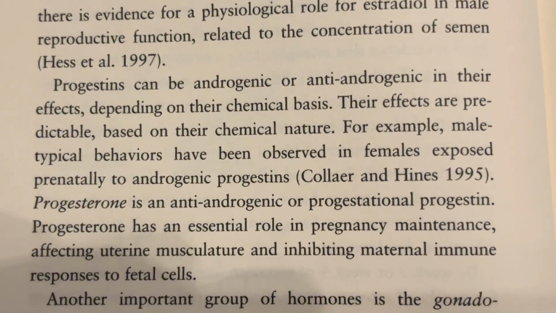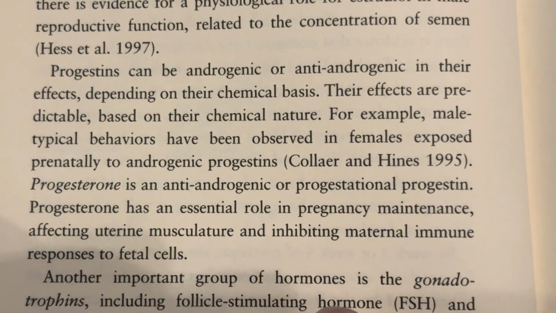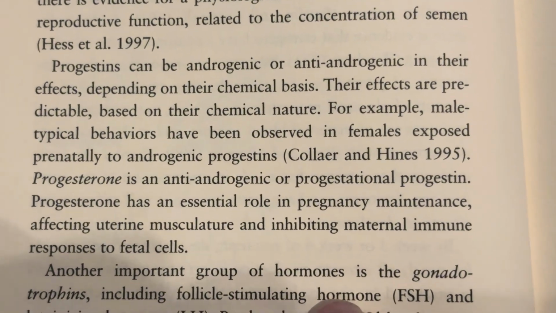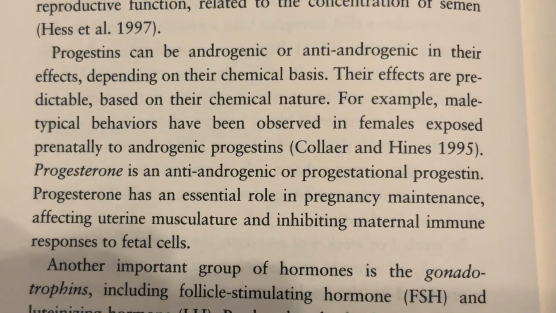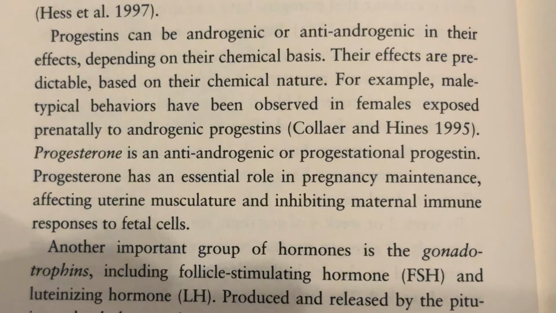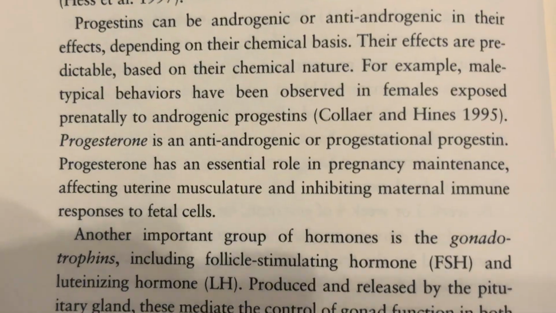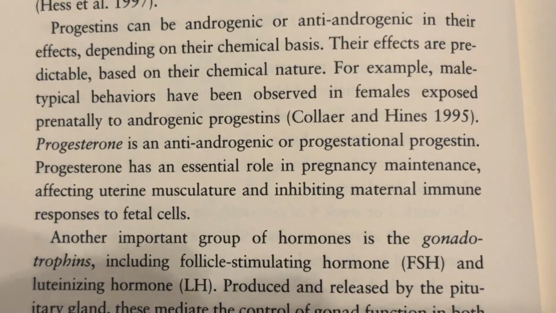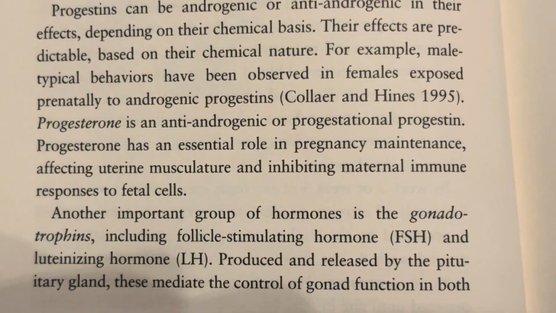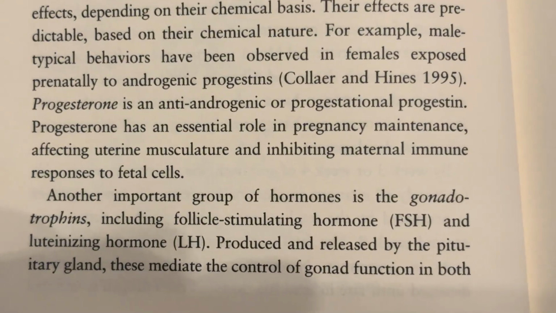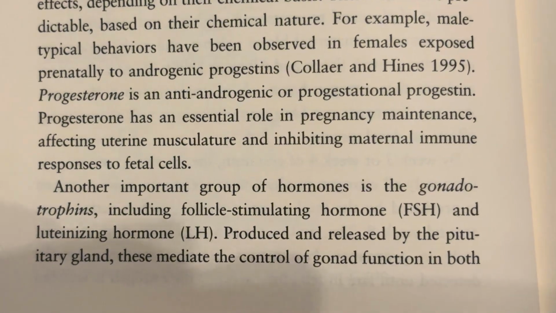Progestins can be androgenic or anti-androgenic in their effects, depending on their chemical basis. Their effects are predictable based on their chemical nature. For example, male typical behaviors have been observed in females exposed prenatally to androgenic progestins. Progesterone is an anti-androgenic or progestational progestin. Progesterone has an essential role in pregnancy maintenance, affecting uterine musculature and inhibiting maternal immune responses to fetal cells.